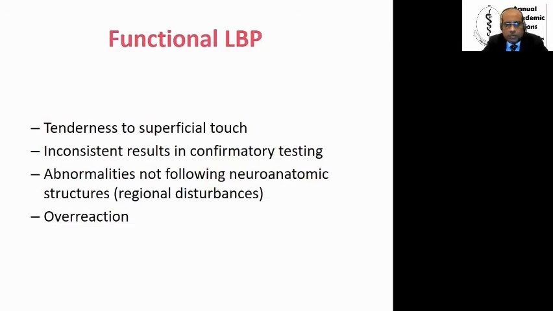Of course, we have a lot of functional low back pain patients, especially younger males and females, needing medicals, trying to get out of other stressful situations at home, work, and other things. So how to detect them? There will be a lot of tenderness even to superficial touch, inconsistent results in confirmatory testing like SLR and bending tests, abnormalities not following the neuroanatomical structures, and overreaction to everything we do. It is important to sort them out before unnecessarily investigating them. They need a lot of counseling and finding out from the history the real reason behind the continued presence of back pain.